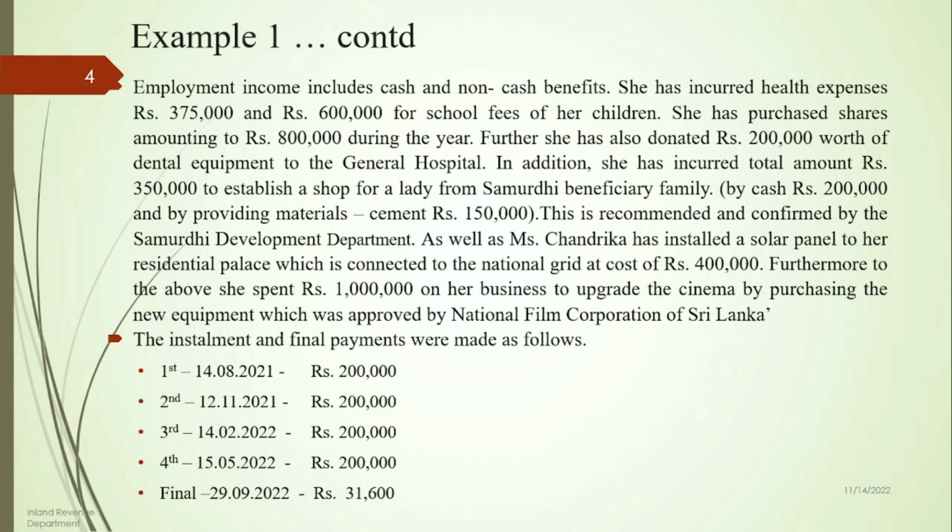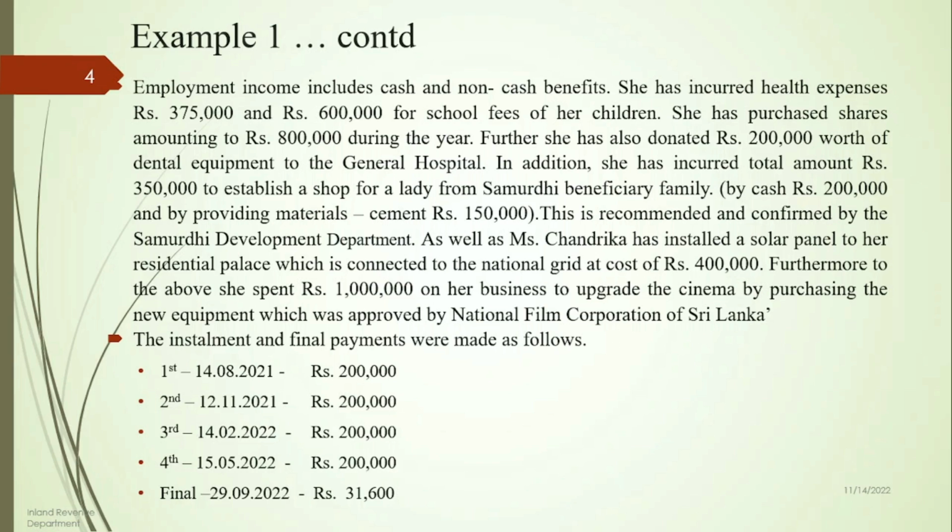Not only that, she has received other cash and non-cash benefits. She has incurred health expenditure, that is 375,000 and 600,000 for school fees for her children. These are expenditure reliefs. Further, she has purchased shares amounting to rupees 800,000 for the year of assessment 21-22. That is also an expenditure relief.